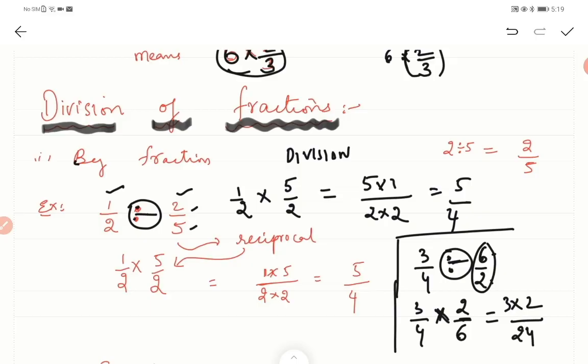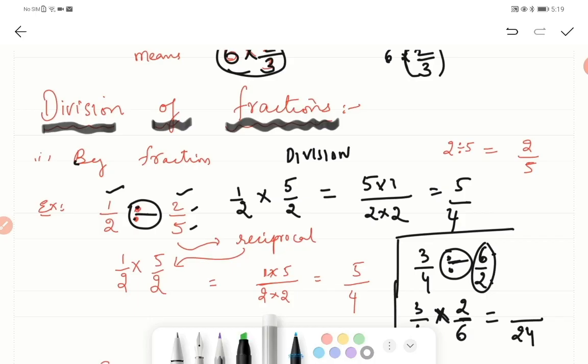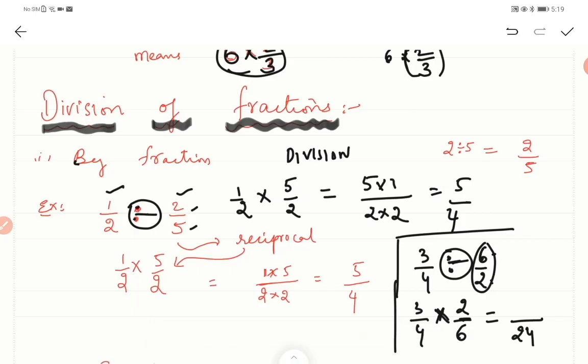Okay, so here it will be 6, 3 twos are 6. So you can cut this further. 6 fours are 24, isn't it? 6 ones are 6, 6 fours are 24. So you'll have 1 by 4 as your answer. So every time, you need to keep your answer in the simplest form.